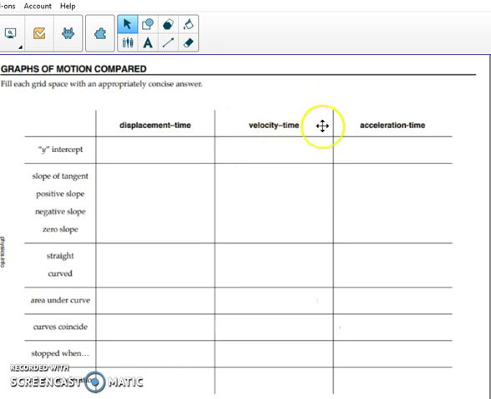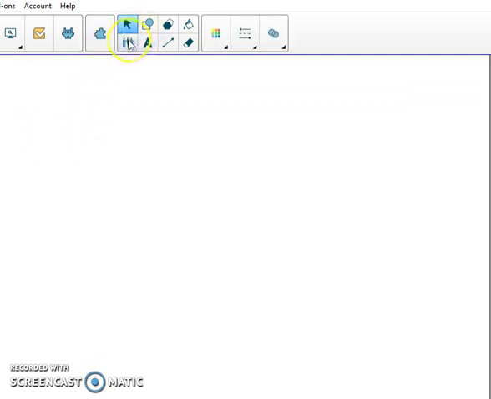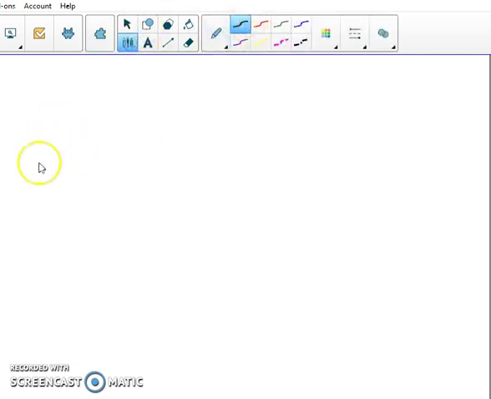Today we're going to go into velocity versus time graphs. So we're going to talk about those. These are a little bit harder. Displacement versus time graphs are fairly easy to understand. So let's look at a displacement versus time graph, and then we'll see how it changes by looking at a velocity versus time graph.